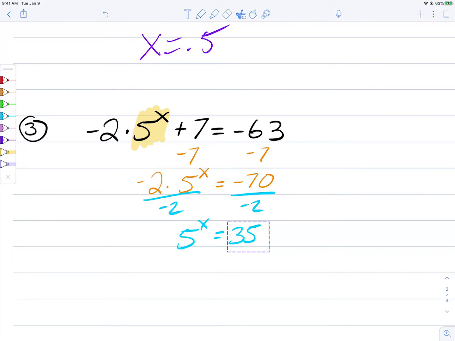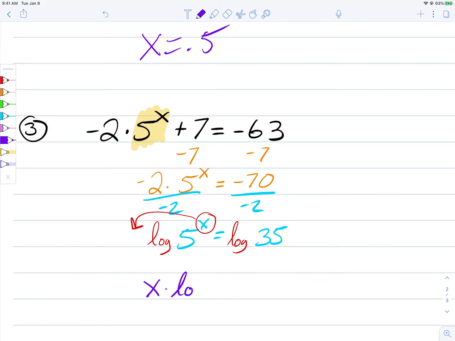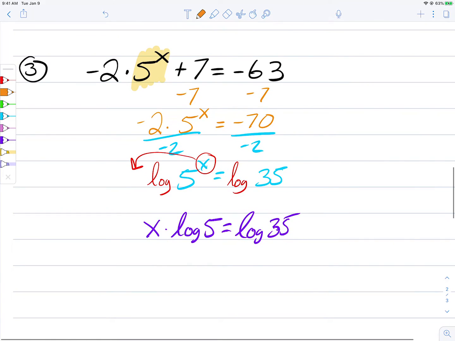And I'm actually going to move my 35 over so I have room for my log. I'm going to take the log of both sides, taking my exponential out of my exponent. So I have x times the log of 5 equals the log of 35. And to finish this, I divide both sides by the log of 5.